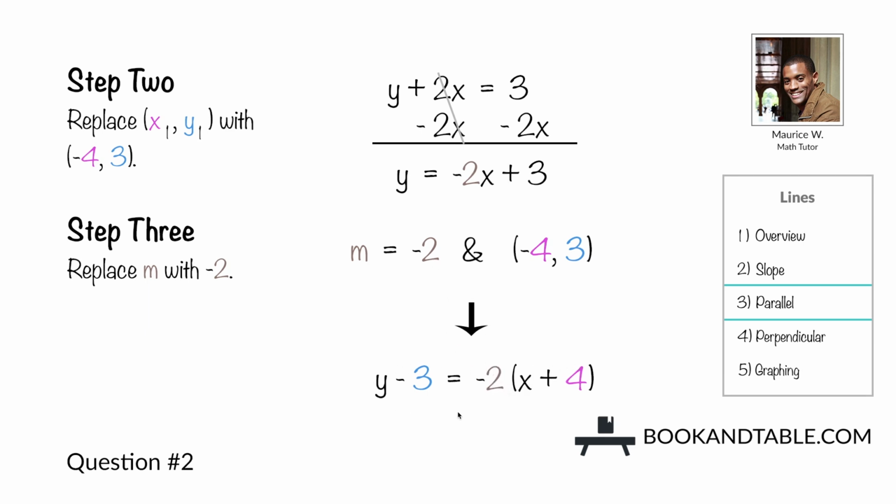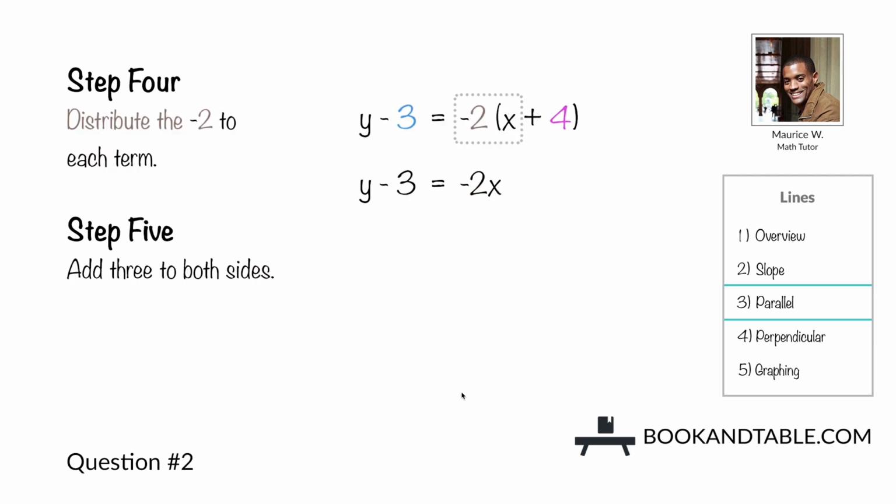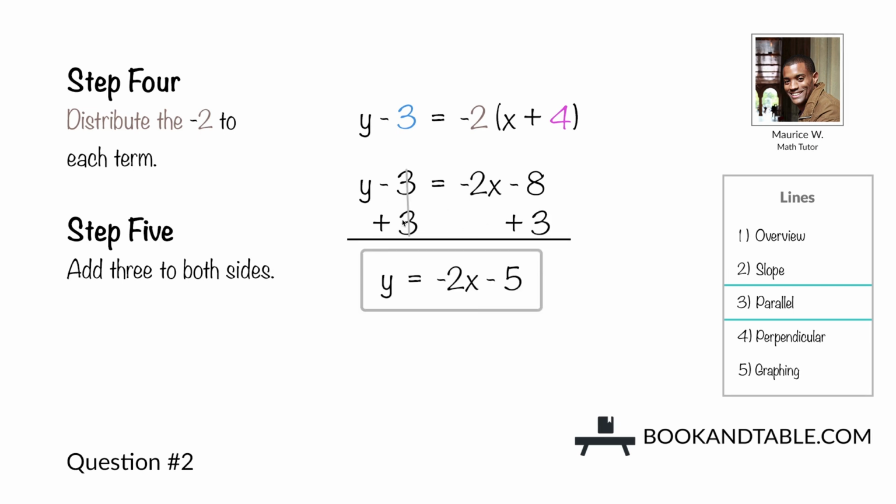Now we have the information that we need to figure out the equation of the line. Step 4, distribute the -2 to each term. -2 times x is -2x. -2 times 4 is -8. So we have y minus 3 is equal to -2x minus 8. In order to isolate y, we want to get rid of this -3. So step 5, we add 3 to both sides, leaving you with y is equal to -2x. -8 plus 3 is -5. So we get y is equal to -2x minus 5.